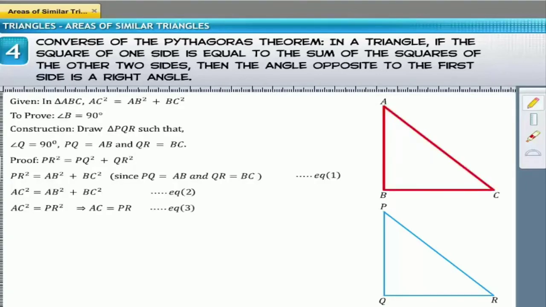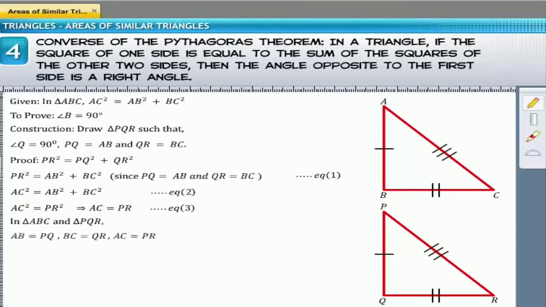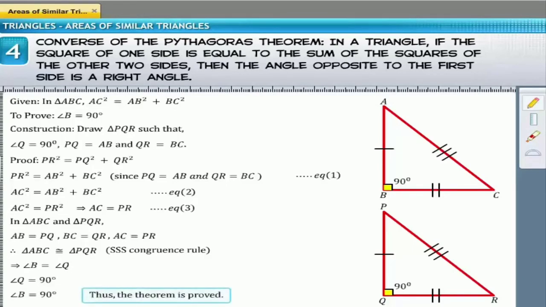Now, in triangle ABC and PQR, AB is equal to PQ and BC is equal to QR by construction, and AC is equal to PR from observation 3. Therefore, by the SSS criterion for congruence, triangle ABC is congruent to PQR. Angle B is equal to angle Q by the corresponding parts of congruent triangles, and the angles Q and B are equal to 90 degrees by construction. Thus, the theorem is proved.